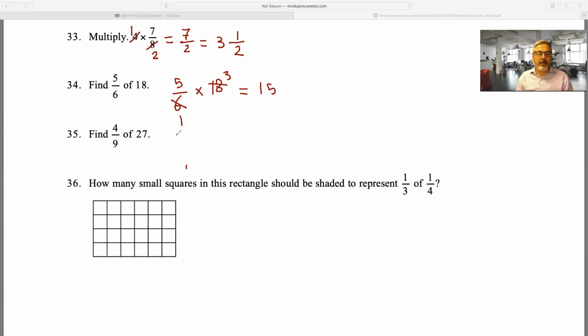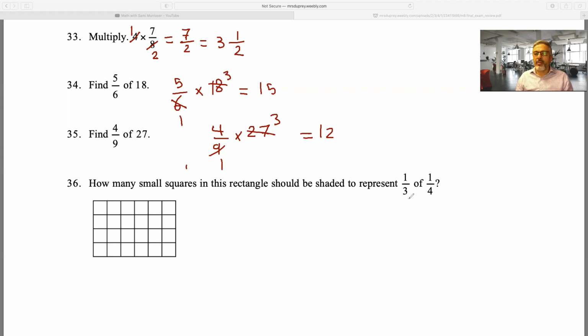4/9 of 27. So it just means 4/9 times 27. Again, the same thing. If the whole number could reduce with the fraction, always do so. So 9 goes into itself once, goes into 27 three times. 3 times 4 is 12. You have 1 on the bottom, it doesn't do anything.